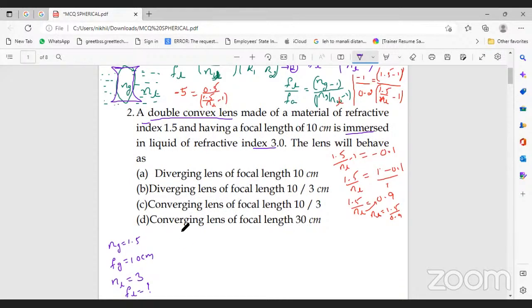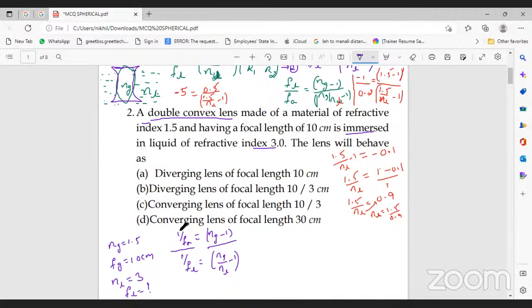Now, can we tell the direct formulas? 1 by FA is always equal to Ng minus 1, right? 1 by FL is equal to Ng by NL minus 1, right? Yes, sir. I'm not going to write 1 by R1 minus 1 by R2. If I divide these two equations, you tell me why I am not writing 1 by R1 minus 1 by R2. Because they'll get cut when they are divided. Very good. It is going to get cancelled out when you divide these two.